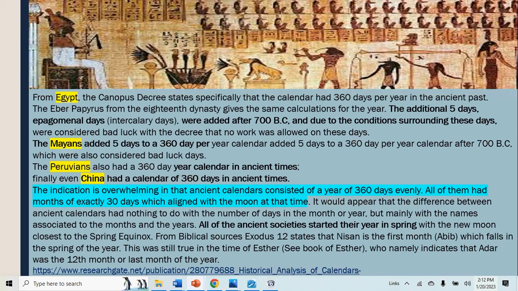It would appear that the difference between ancient calendars had nothing to do with the number of days in the month or year, but mainly with the names associated to the months and years. All of the ancient societies started their year in the spring with the new moon closest to the spring equinox. From biblical sources, Exodus 12 states that Nisan, or Abib, is the first month, which falls in the spring of the year. This was still true in the time of Esther. See the book of Esther, which indicates that Adar was the 12th month, or the last month, of the year.